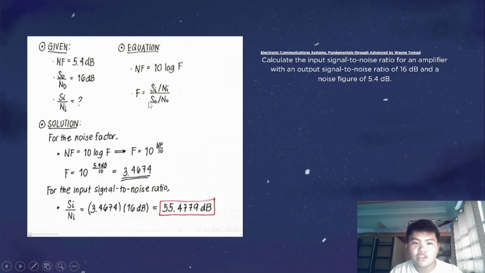The noise factor is simply the ratio of the input and output signal to noise ratio. Hence, we can find that F is equal to 10 raised to NF over 10. Then we substitute 10 raised to 5.4 over 10 and we get the noise factor of 3.4674. Then, in order to find the input signal to noise ratio, we just multiply it to the output signal to noise ratio and we get 55.4779 decibel.